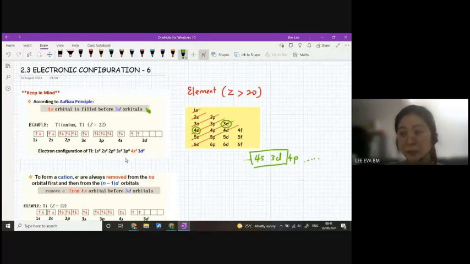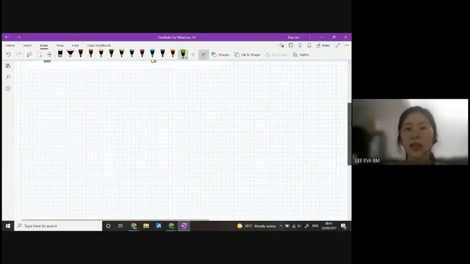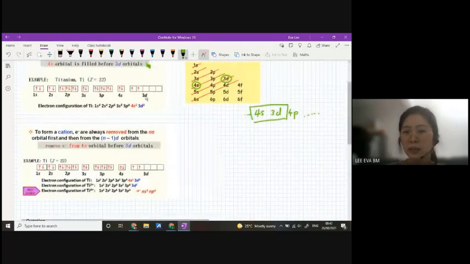But what if we want to make an ion? Okay, so in order to form a cation, you want to remove electrons. Nak tambah tak ada masalah. Kalau nak keluarkan electron macam mana? Kalau nak tambah, kita masukkan terus dekat D, sebab D masih ada kekosongan lagi. Kalau nak tambah electron, we just add over here. One more, two more, three more, and etc.